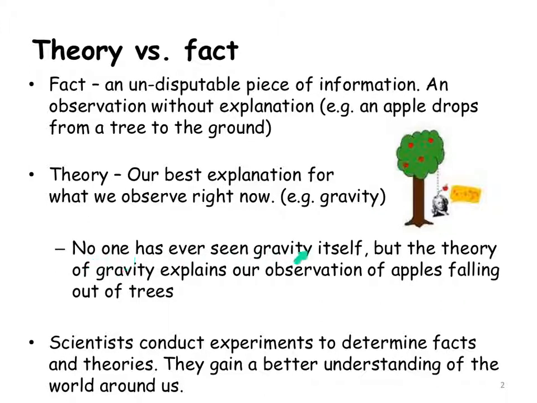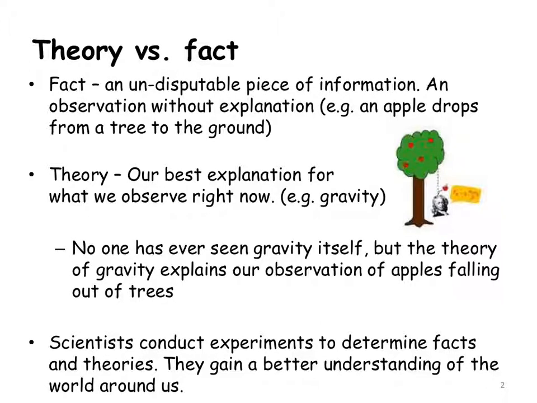No one's ever seen gravity. There are no little green men jumping up. There's no lines. There's nothing like that. We've never seen gravity. But the theory of gravity explains our observation of the apple falling out of trees. It's our best explanation for what we observe. When we talk about a scientific theory, scientists have interrogated it and it holds value and validity. Scientists conduct experiments to determine facts and theories. They gain a better understanding of the world around us.